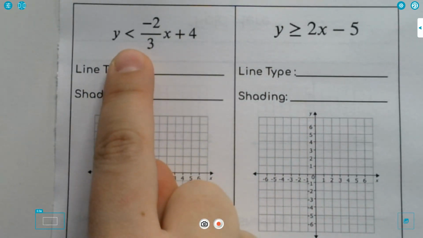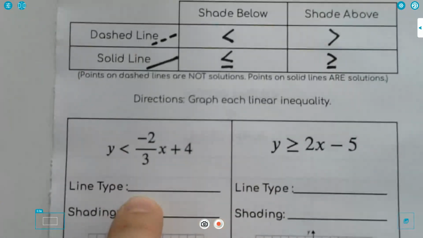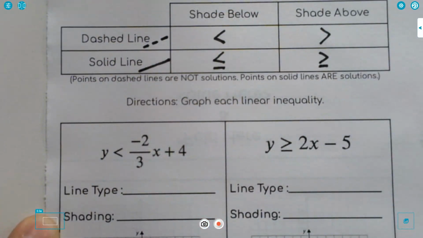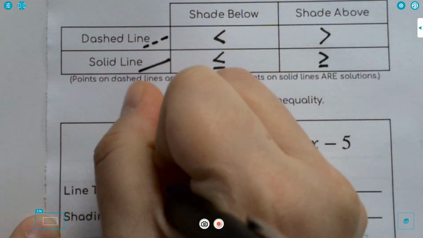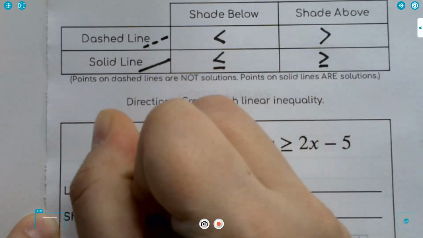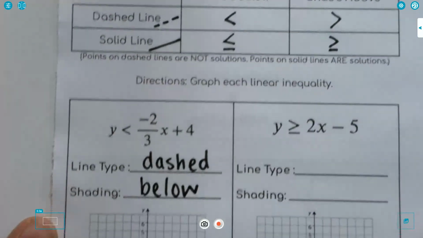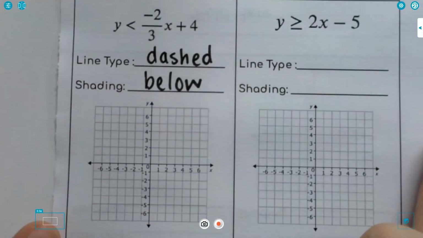So for a less than symbol, my line type is going to be dashed, and I am going to shade below. So line type dashed, and shading happens below. And then from there, I just graph this line, connect it with a dashed line, and shade everything below it. So I've got y is less than negative 2/3 x plus 4.